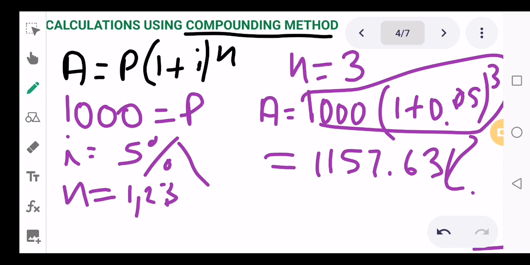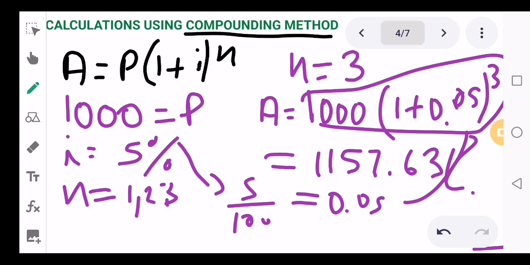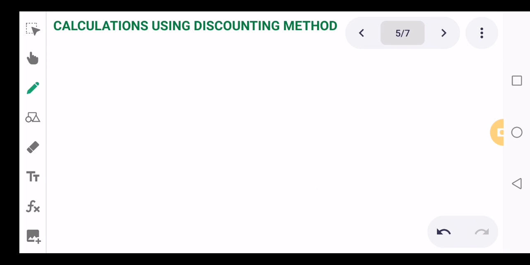0.05 is nothing but 5 divided by 100. 5% is nothing but 5 divided by 100, which will be equal to 0.05. That's how we came to 0.05. Now let's go to the next technique, that is the discounting technique. Now, next, the discounting technique.